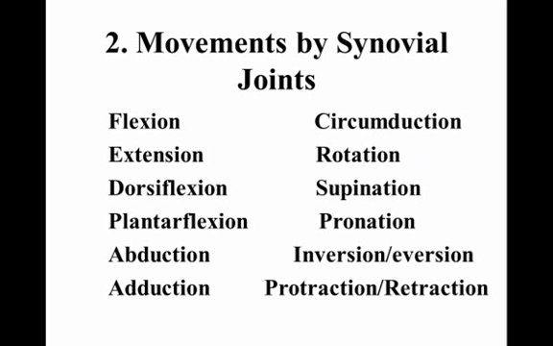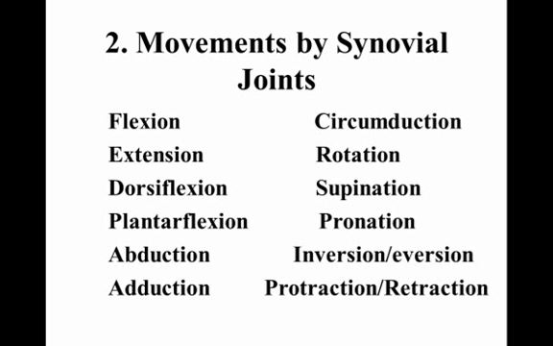These are some of the movements that can be obtained by these different types of joints. We have flexion, which is like the bending of the elbow; extension, which is like straightening your arm out; dorsiflexion is like pointing your toes towards the sky; plantar flexion is pointing your toes towards the ground; abduction is moving anything away from the midline of your body, for example, spreading your arms out like wings; and then adduction would be moving your arms back towards the midline of your body.